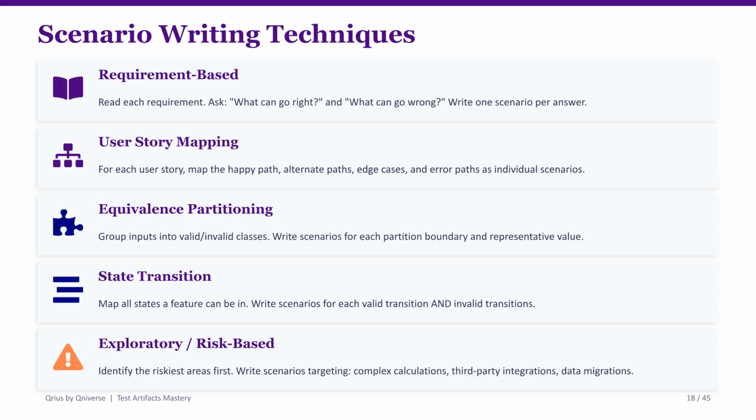Several techniques guide scenario writing. Requirement-based techniques address what can go right and wrong. User story mapping covers happy paths and error paths. Equivalence partitioning groups valid and invalid inputs, while state transition and exploratory techniques cover workflow states and risky areas, respectively.